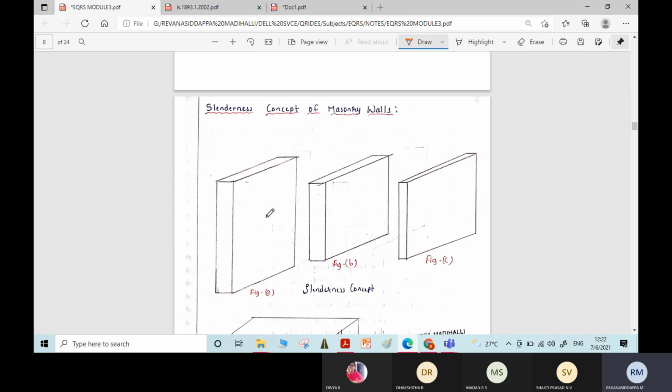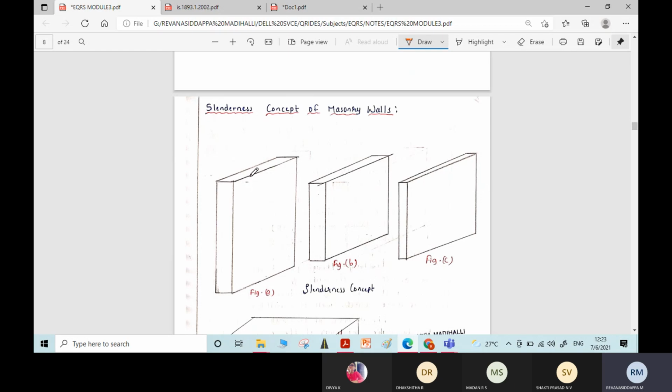For better performance of a masonry wall during an earthquake, these ratios should be maintained within the limit. These slenderness ratios should be maintained within the limit, either the slenderness ratio with respect to the height of the wall, or the slenderness ratio with respect to the length of the wall.